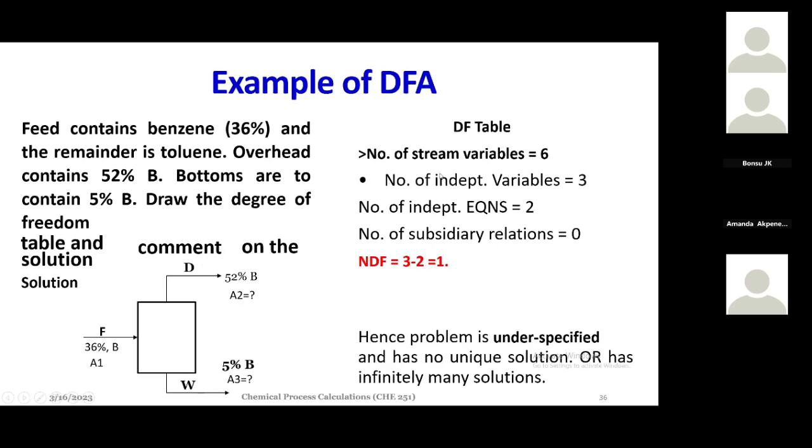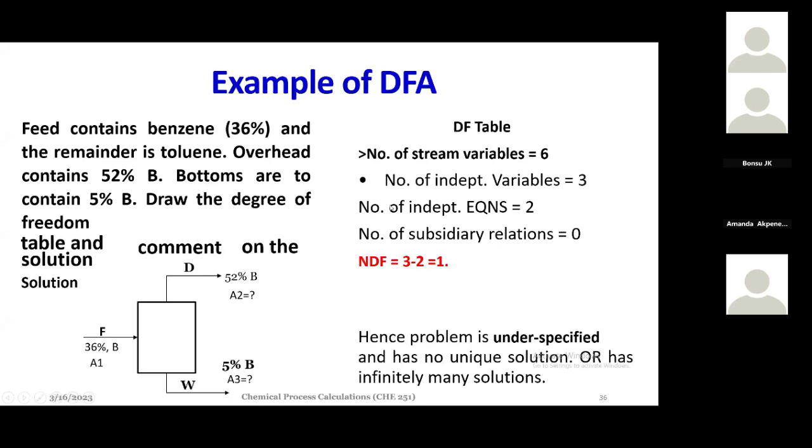But then when we want to talk about the number of independent variables, because A1 depends on the value of B, right? If I know B, I'll know A1. If I know B here, I'll know A2. If I know this one, I'll know A3. So when you want the number of independent variables, they are going to be three. Going to be your F, your D, and then your W.